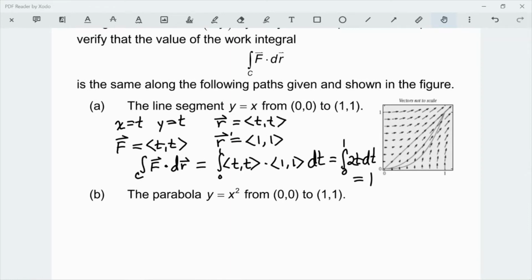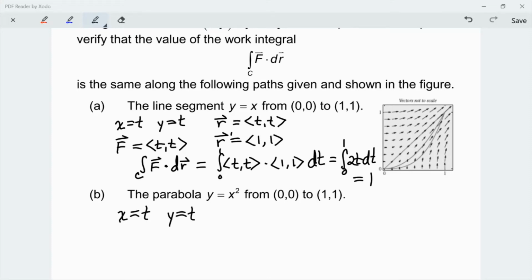So let's try this on a different path. Now we're going to look at the parabola y equals x squared. So we're going to have a slightly different parametric definition here. I'm going to use x equal to t, which means y would be equal to t squared this time. So for my force function this time, remember this vector was yx. So the y is t squared and the x is t. And for the derivative of my position, I'm just taking the derivative of t and t squared, and I'm going to end up with 1, 2t.